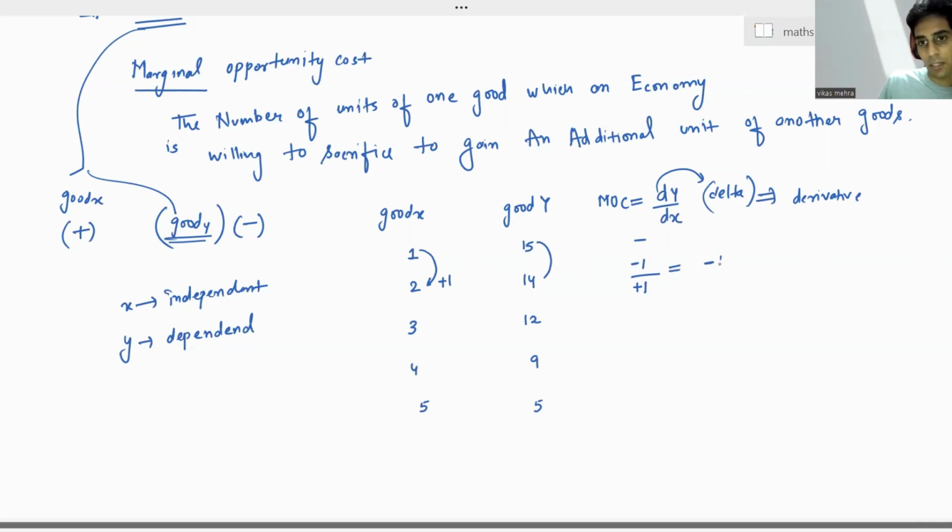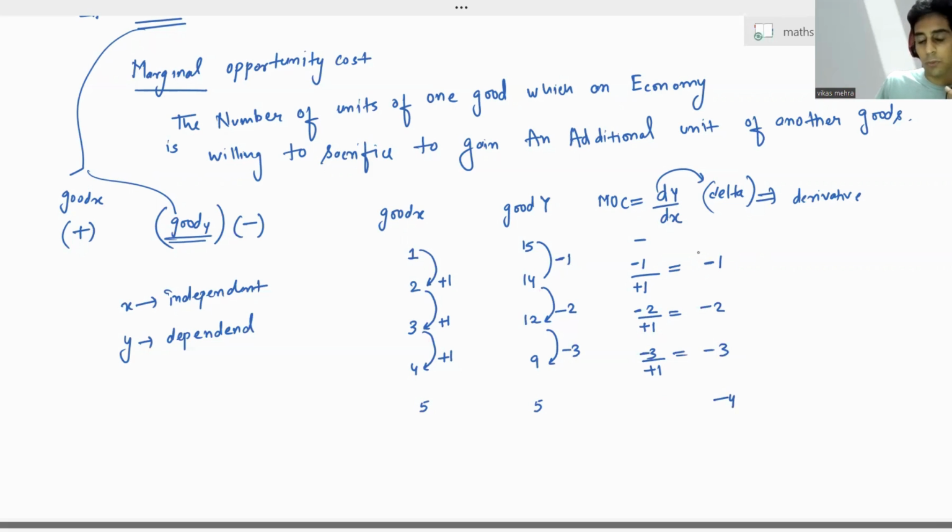So MOC is -1. In the next case, again we are gaining 1 unit of x, and now we are sacrificing 2 units of y. So it is -2 divided by positive 1, and -2 is the answer. In the third case, we are again gaining 1 unit of x, and now we are sacrificing 3 units of y. -3 divided by positive 1, so -3 is the answer. Similarly, in the last case, we have -4 as the answer.